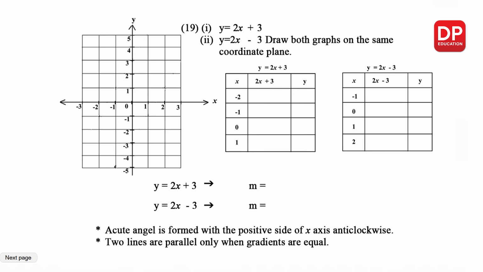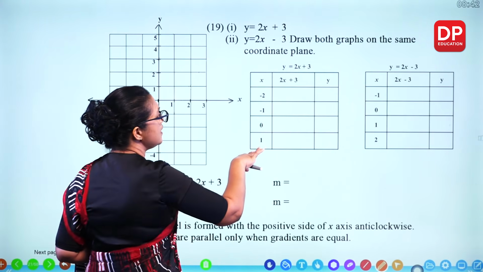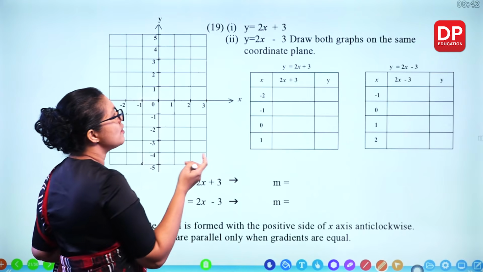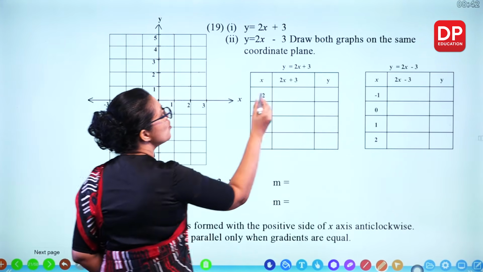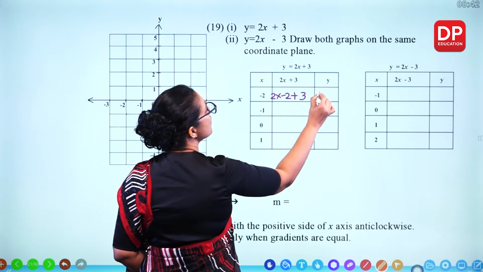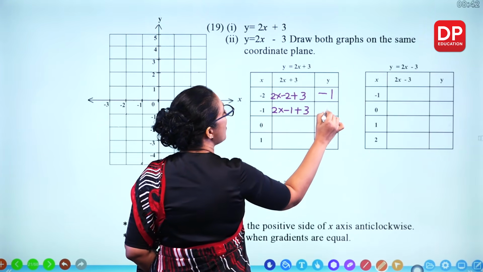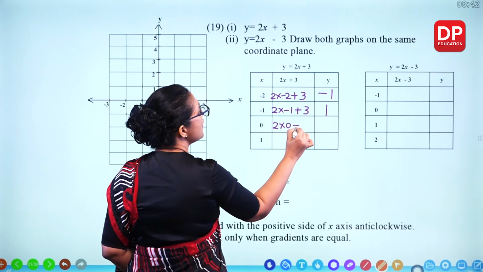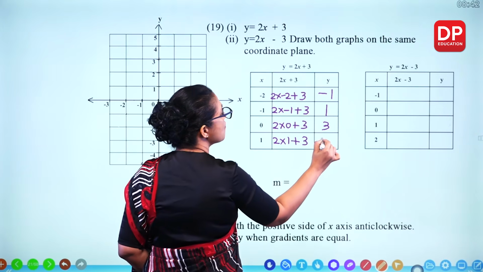Now look at this one, y equals 2x plus 3 graph and y equals 2x minus 3 graph. Draw both graphs on the same coordinate plane. So you have to take several x coordinates and find out the y value using the function given. When x equals minus 2, calculate the y value. 2 times negative 2 plus 3, you get negative 1. 2 times negative 1 plus 3, 1. 2 times 0 plus 3, you get 3. 2 times 1 plus 3, you get 5.